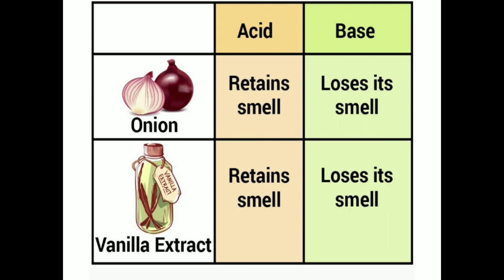So this is about the indicators and their types. In the next class, we will discuss how we can test different types of acids and bases using different types of indicators. Till then, revise this, and analyze each and every concept very well.